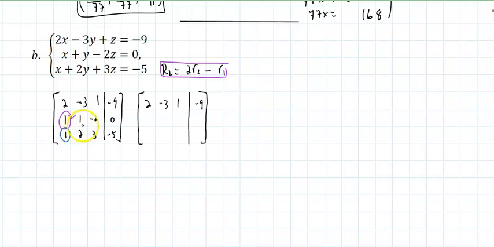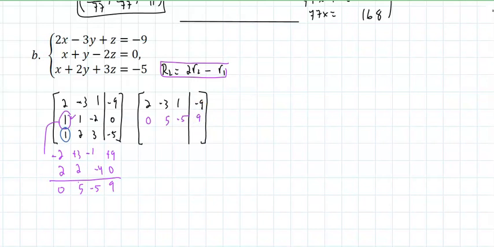So let's do that. If I multiply row 2 by a 2, this by a 2, that's a 2, 2, negative 4, and a 0. Row 1 is actually 2, negative 3, 1, and negative 9. If I add those, minus row 1, if I add those, that's a 0, that's a 5, negative 5, and a 9.